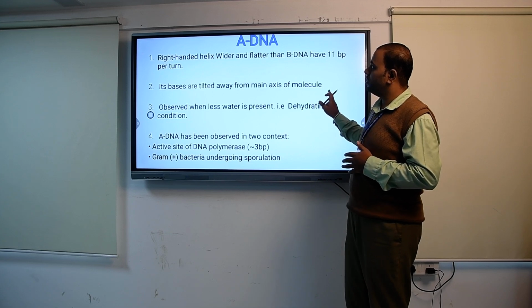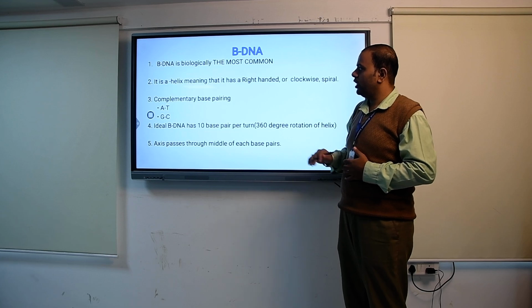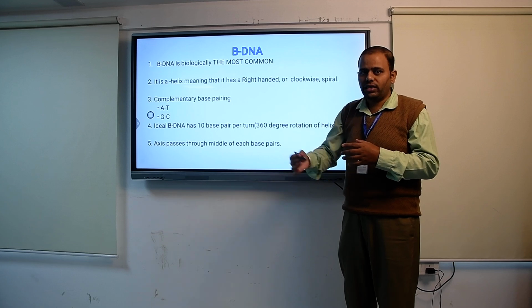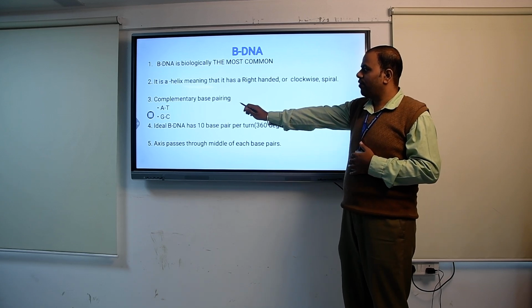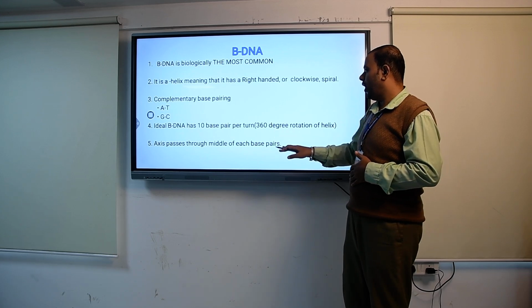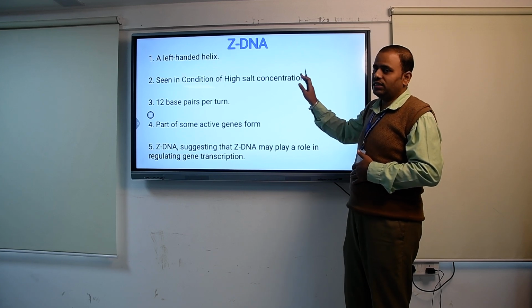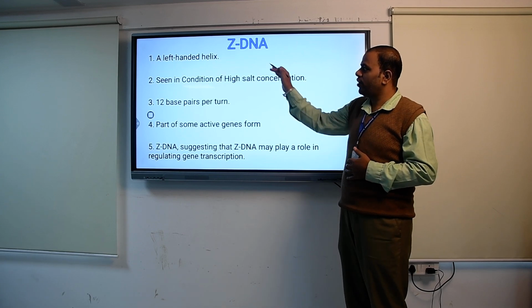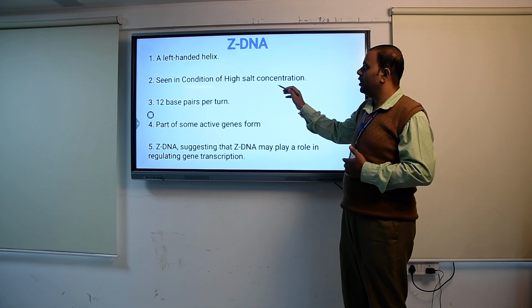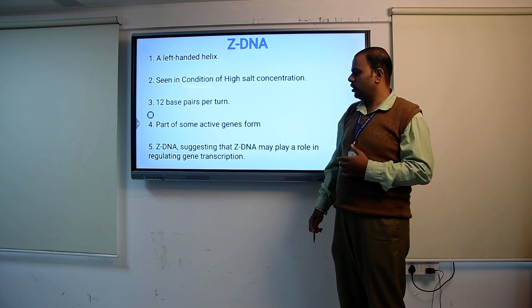Now let's see the next one, that is B type of DNA. The most commonly used DNA is of B type. It is biologically the most common DNA. It is a right-handed helix that is rotating clockwise or spiral. It has base pairing of AT and GC. Ideally 10 bases per turn are there, and axes are present at the bases, in the middle of the bases. Z form is one of the rarest forms. It is a left-handed helix. When the salt concentration is more in a biological solution, then only this kind of DNA is seen. There are 12 base pairs per turn in this kind of DNA.